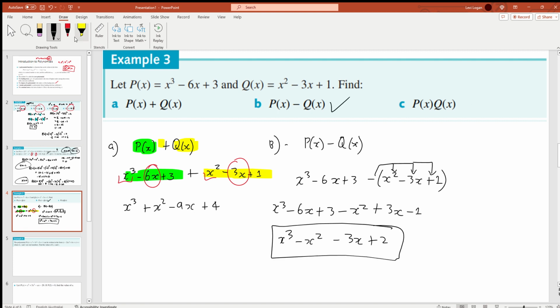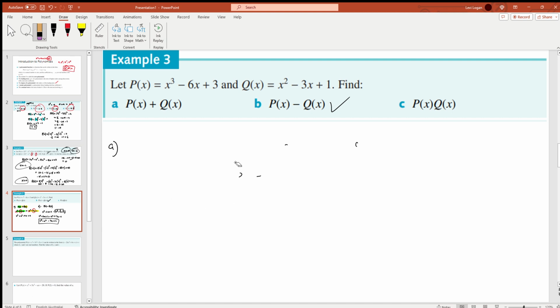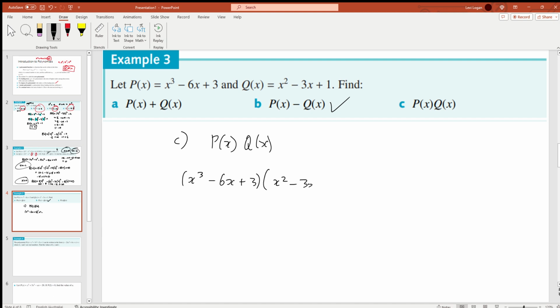Now we're going to take a look at C. So C is a bit more complicated because it's multiplication, but it's still doable, pretty much. You just got to take your time with it and do every term separately and not try and do too many things at once, if that makes sense. Right, so P of x times by Q of x. So in other words, just write both of these expressions in brackets. So x cubed minus 6x plus 3 multiplied by x squared minus 3x plus 1.